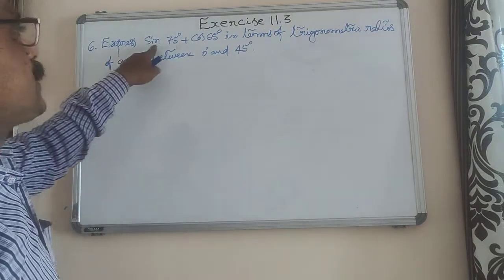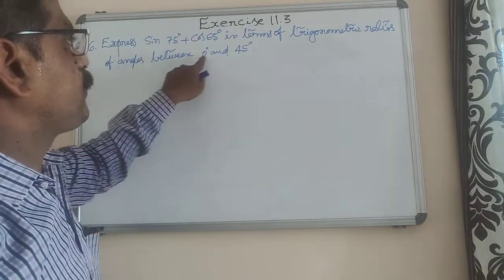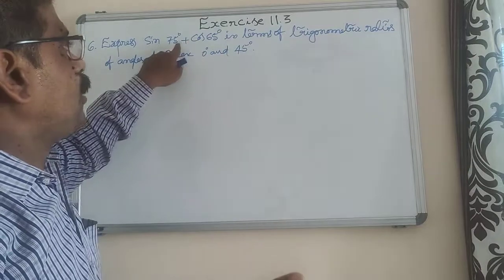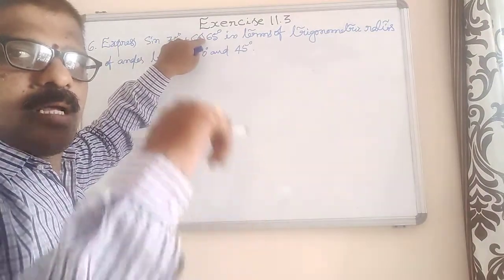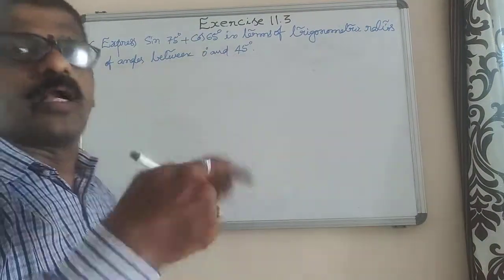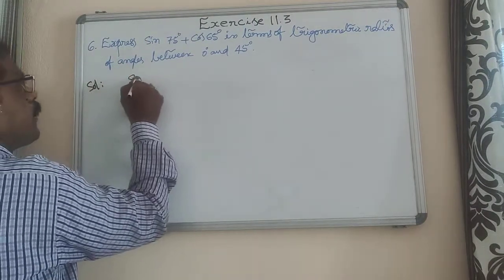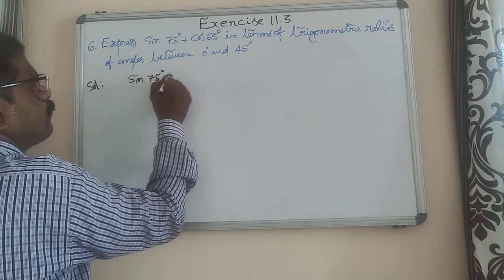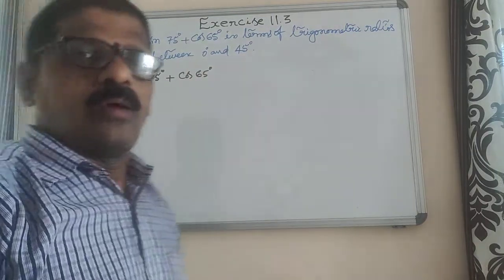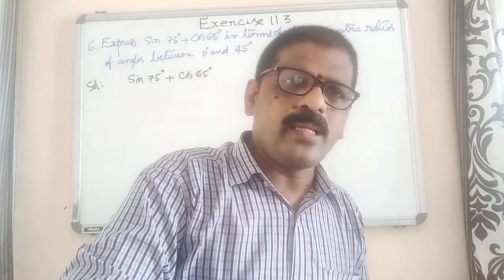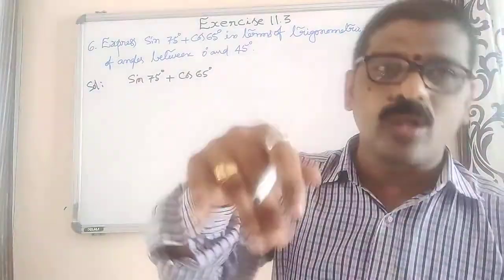So the condition is to express sine 75 plus cos 65 in terms of trigonometric ratios of angles between 0 degrees and 45 degrees. The angles given are 75 degrees and 65 degrees. Now the solution is sine 75 degrees plus cos 65 degrees. Now we have to change both ratios, that is sine and cos. So we have to change sine 75 and also cos 65.